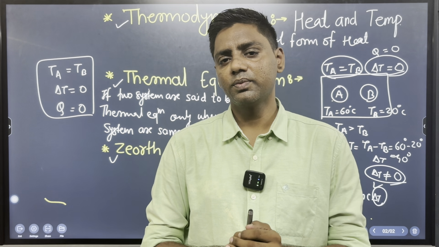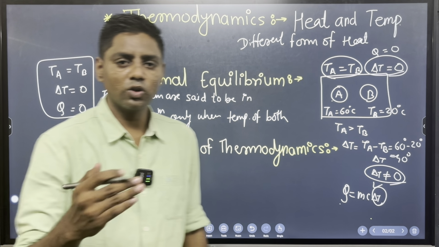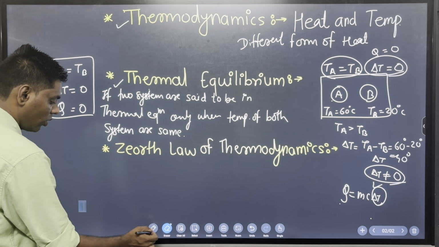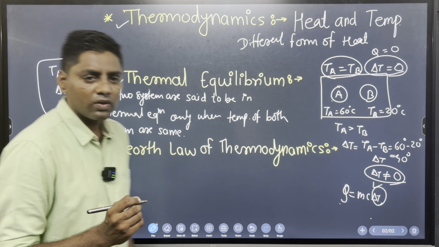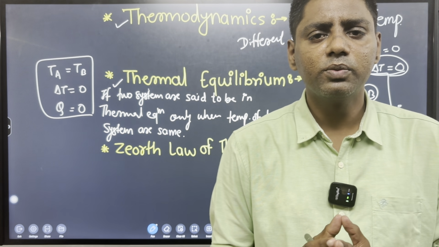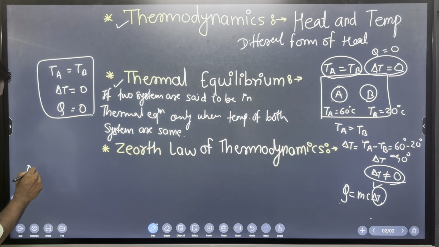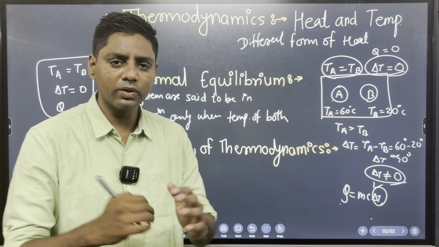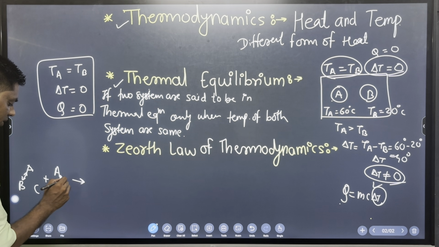So this is the basic concept, and according to that concept, Zeroth made the law that is called the Zeroth law of thermodynamics. He said, very simple, when two systems are in thermal equilibrium with a third. If you take the example, this is system A. If two systems are in thermal equilibrium with a third, this B is in thermal equilibrium with A and C is in thermal equilibrium with A.